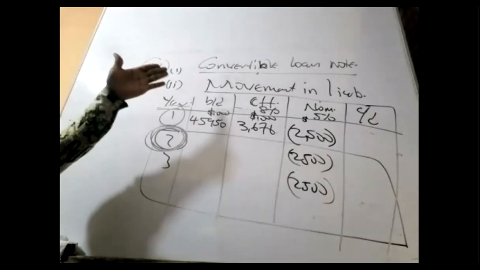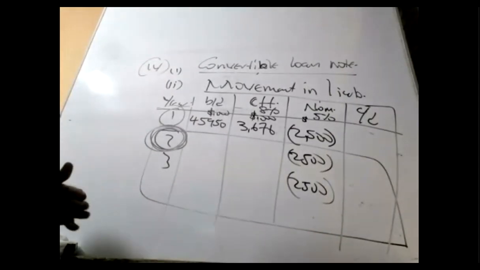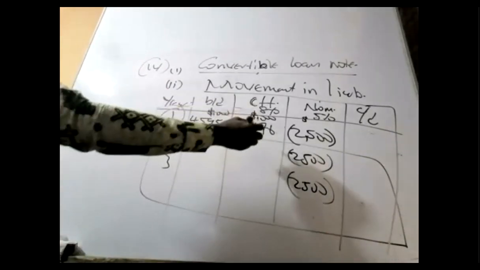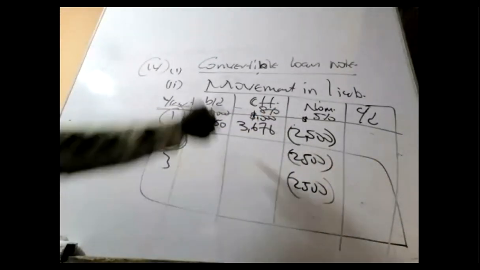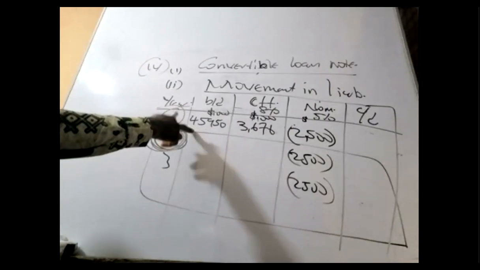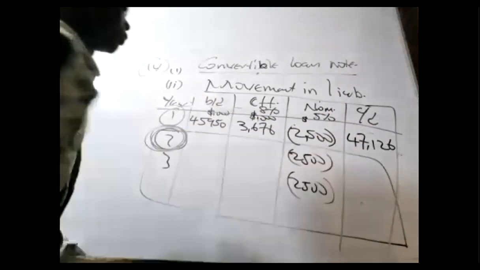Now, financial liability, all financial liability should be measured at what? At amortized cost, unless otherwise stated. Good. So this is the amortized cost. The difference between these two is the amortized cost, and you add it to this to get 47,126. So 47,126,000. Okay.